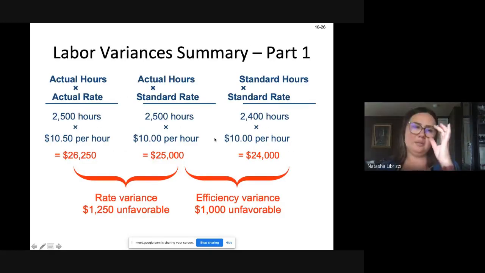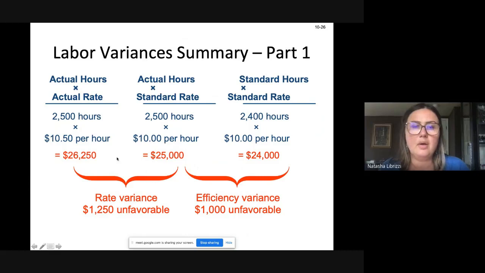Students do ask me sometimes, do I need to break this down? You don't for some questions on the homework, but for some you do. I like to see this visually because it really brings the concept to life and you understand how the numbers tie together. Actual hours are 2,500, but you should have paid them $10 per hour. So you're paying 50 cents more. Therefore, we have a $1,250 unfavorable variance in this case.